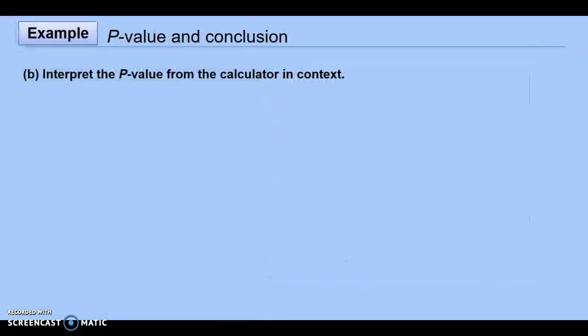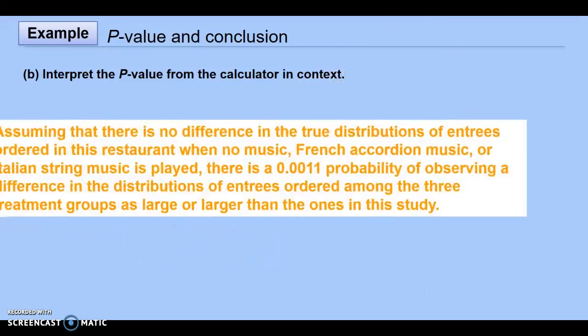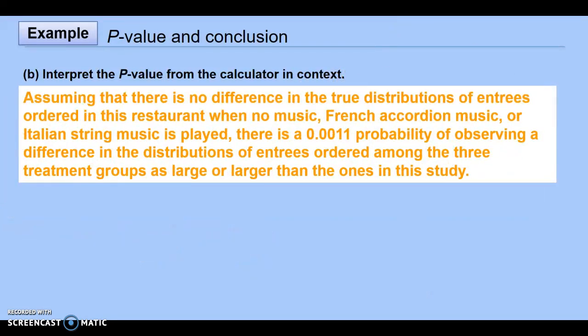Okay, so part B says interpret the p-value from the calculator in context. So again, interpreting the p-value is basically stating what that 0.0011 represents. Whenever you interpret a p-value, you have to assume that the null is true. You assume the claim is true to be able to make a judgment call.